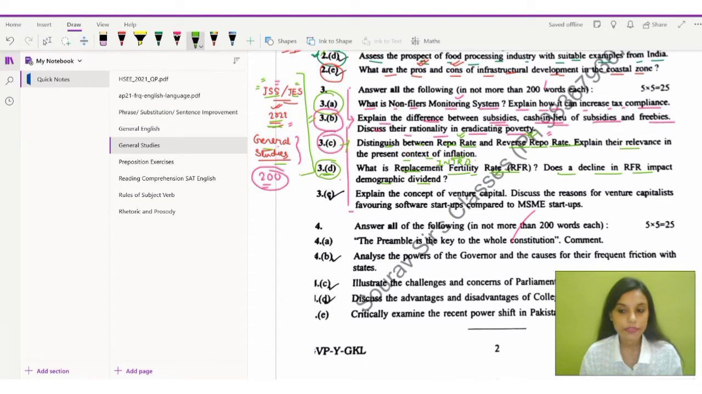After that you need to talk about whether any decline in the RFR impacts the demographic dividend. Before talking about the decline, you need to talk about what is demographic dividend. Then you move over to this portion, that is, does a decline in the RFR impact the demographic dividend? Whatever topics are given in the question, you need to first talk about those topics. Then you follow the question that is given, because here you need to write at least 200 words. So you cannot just directly go over to the question's answer.